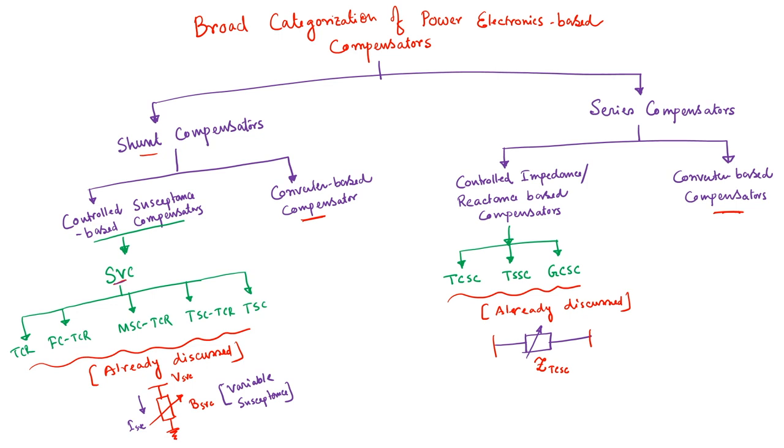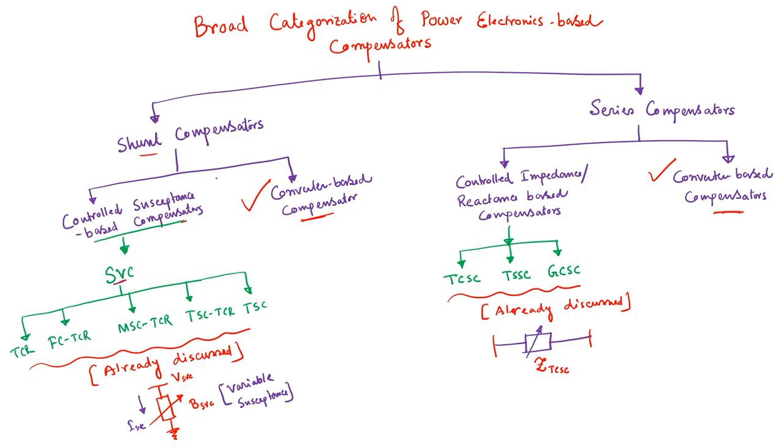Now, what is to be understood in this particular module is something called converter based compensator, and the philosophy behind this converter based compensator is quite different from the controlled susceptance based or controlled impedance based compensators. Okay. They themselves represent a reactive power source. And if I represent this converter based shunt compensator, I will show you that it is popularly named as STATCOM. So, its representation is something like this. There is a variable current source which represents this STATCOM. So, STATCOM is a type of converter based compensator.